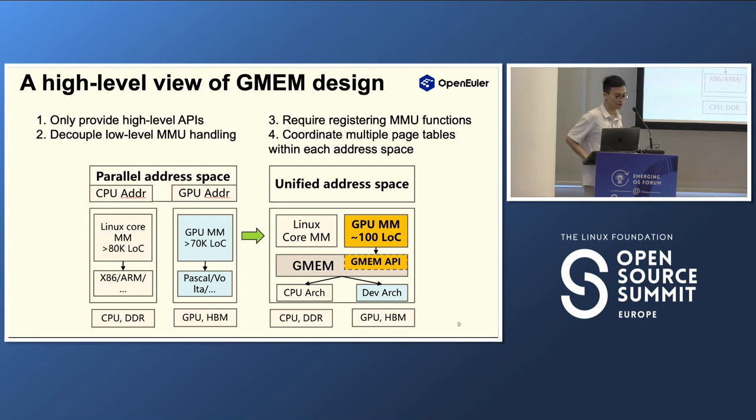So here we have the four different design principles. The first design principle is that we only provide high-level APIs, such as the GMEM API, so that device drivers don't need to reinvent all these hardware-independent mechanisms. The second principle is that we want to decouple the low-level MMU handling, just as registering the device-specific architecture functions, because in the current Linux design, you can only register different CPU architecture functions, but it is not really scalable or extendable to the accelerators. And the third and the fourth is basically registering their own MMU functions so that we don't limit your microarchitecture design, and we coordinate multiple page tables within each address space.